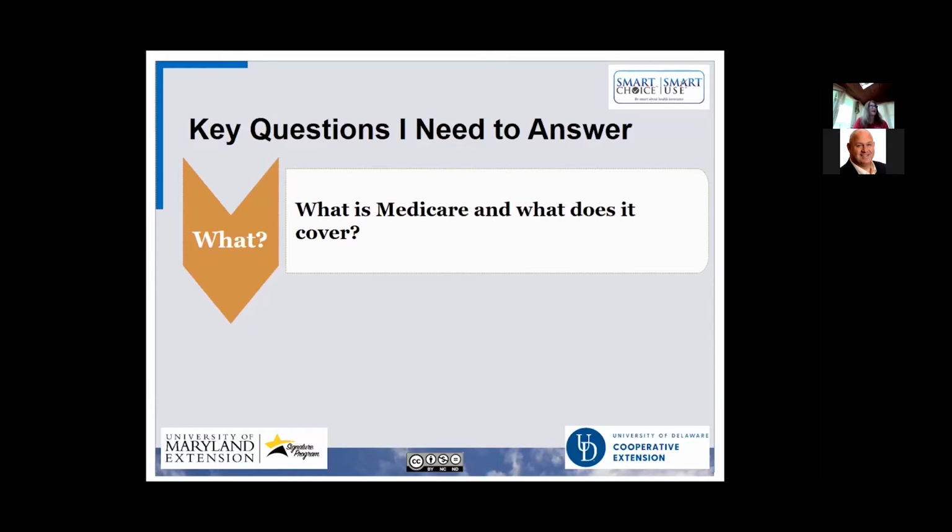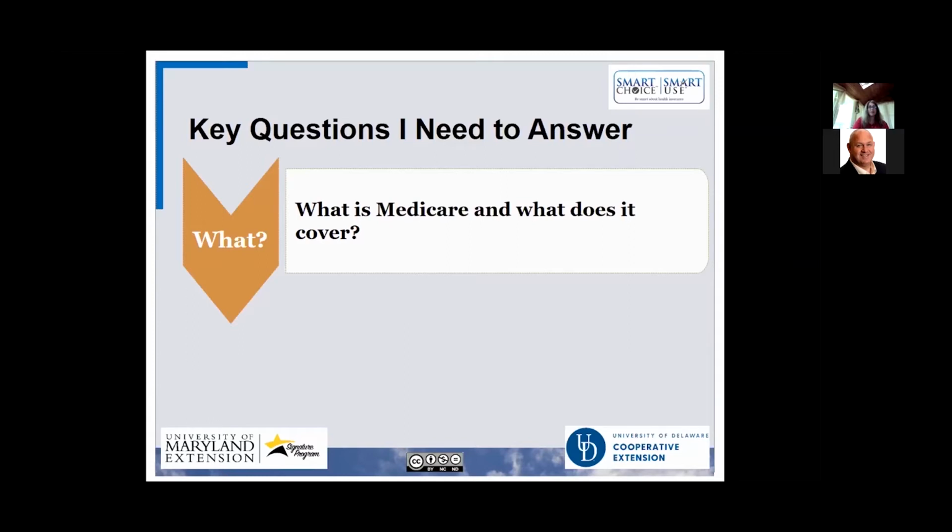So what is Medicare? And what does it cover? In short, Medicare is a national health insurance program. We've had it in the United States for over 50 years, and it's administered under the Social Security Administration, the Centers for Medicare and Medicaid Services. It provides health insurance primarily for Americans who are age 65 and older, but there are some other qualifications.